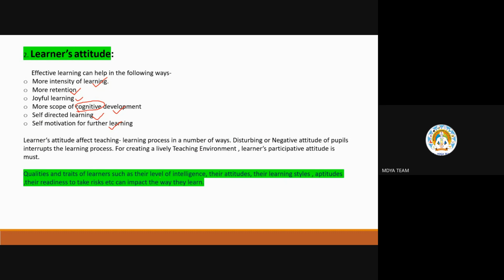Okay, qualities and traits of learners such as their level of intelligence, their attitude, their learning style, aptitude, their readiness to take risks, etc., can impact the way they learn. Okay, if you understand the concept, you will relate to what is the attitude of the learner, what is their level of intelligence. Like for a class fifth student, I can't teach calculus. The syllabus for the student is basic addition, subtraction, so this is the thing that should be taught to them. If a student is in a lower standard, the syllabus for them is different. If a student is in higher standard, their syllabus is different. So according to their intelligence, the subject is taught to them. Okay? This is the learner's attitude. Any questions from this slide? No, ma'am. Okay, we will continue.